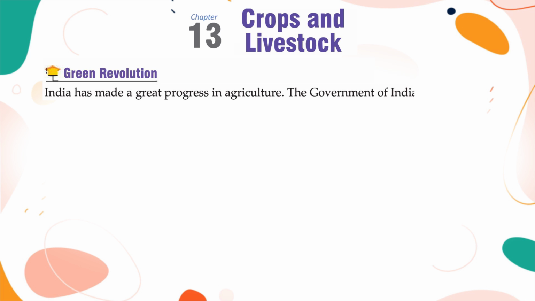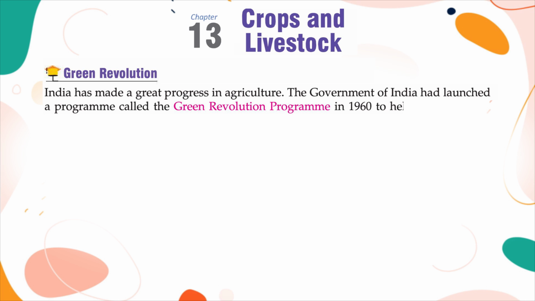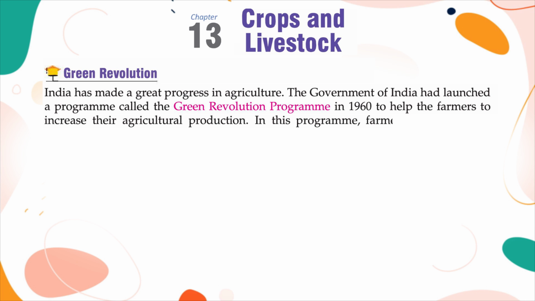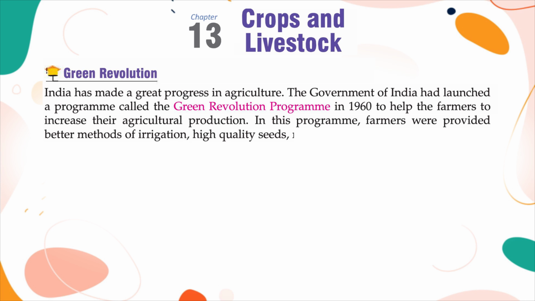The Government of India had launched a program called the Green Revolution Program in 1960 to help the farmers to increase their agricultural production. In this program, farmers were provided better methods of irrigation, high-quality seeds, manures, and fertilizers at a reasonable price.